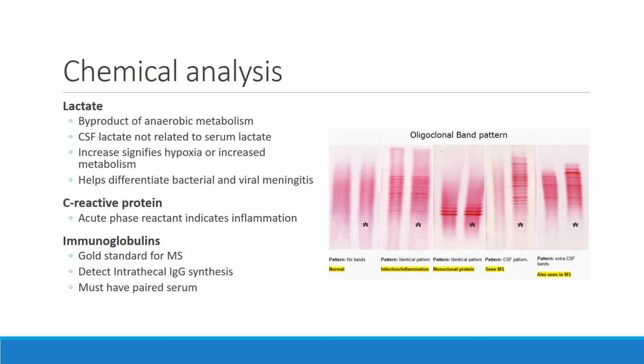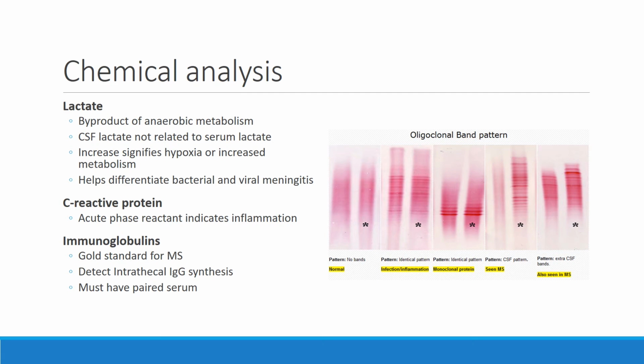Immunoglobulin levels, however, we do frequently get requests for, and the reason is we need to do immunoglobulin levels in the CSF in order to diagnose MS, or multiple sclerosis. In a normal healthy patient, immunoglobulins, especially IgG, can diffuse across the blood-brain barrier.